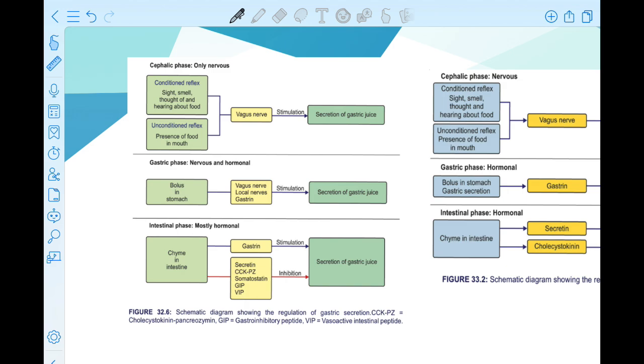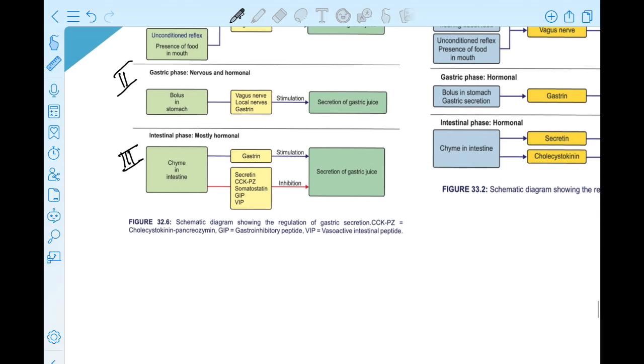So the first phase of gastric secretion is the cephalic phase. The second phase is the gastric phase. And there is another phase, that is the intestinal phase. And another phase is also present, that is known as the interdigestive phase, which is the fourth phase.